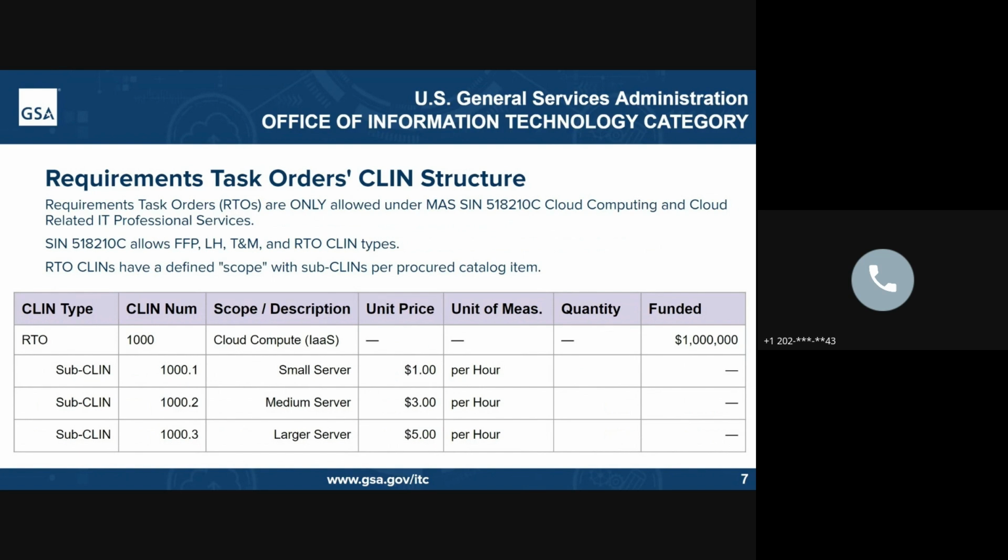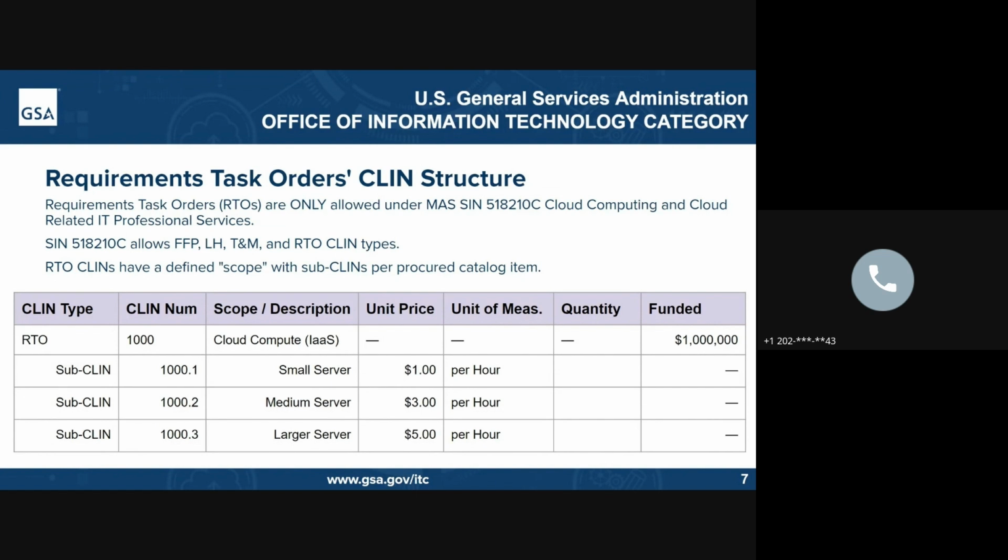Now, under the requirements task order CLIN type, we have sub-CLINs. Think of these as child CLINs, with the requirements task order being the parent CLIN. In this case, we've used the numbering scheme 1000.1, 1000.2, 1000.3. Depending on your particular financial or contracting system, how you annotate or index your sub-CLINs will be specific to your systems. However, when we look at the sub-CLINs, you'll notice that the description, just like on a normal CLIN, is a specific catalog item or catalog service. In this case, we've used a small server for sub-CLIN 1001.